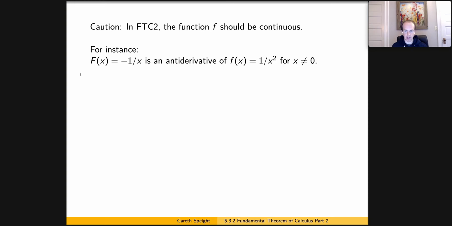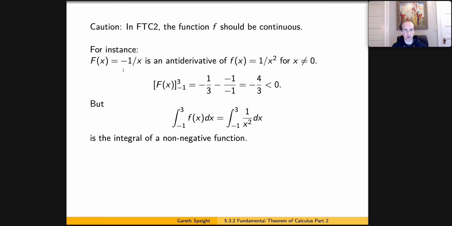Okay, so let me just highlight this. An example sometimes tells 1,000 words. Let's think of the function little f of x is 1 over x squared for x not equal to 0. An antiderivative is minus 1 over x, right? If you differentiate minus 1 over x, you get 1 over x squared. And let's try to check the two sides of fundamental theorem of calculus part 2.